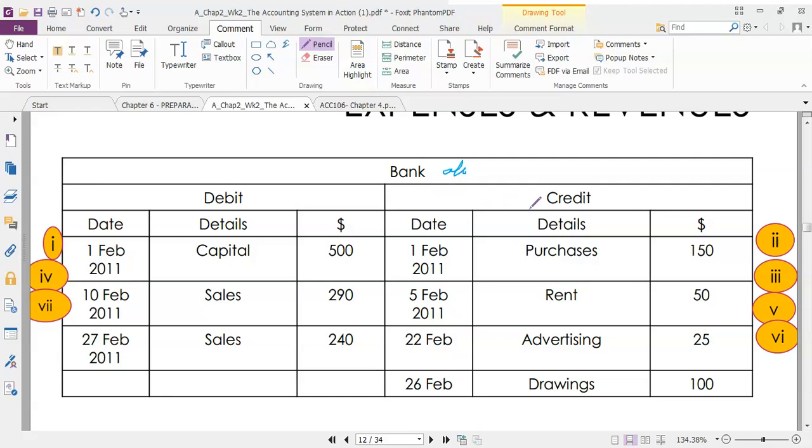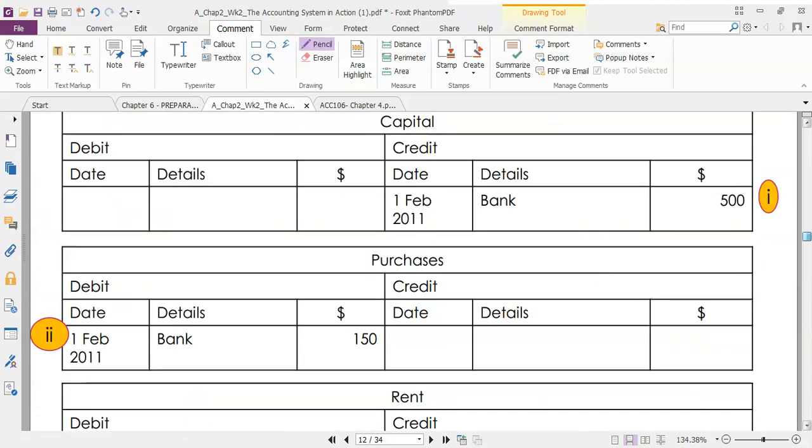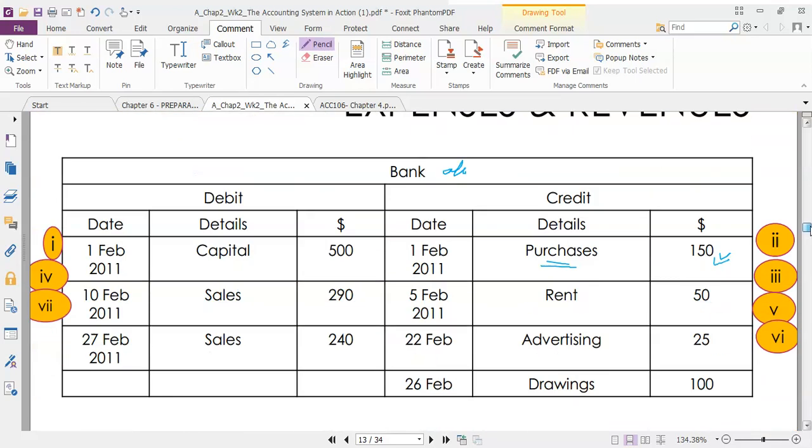So bank account dekat sebelah kredit ada 150. Letak details je. Purchases. Okay, so another one kita kena tengok dekat purchases pula. Purchases bertambah dia expenses, so letak dekat bahagian debit 150. Details je nama dia bank. Betul tak?